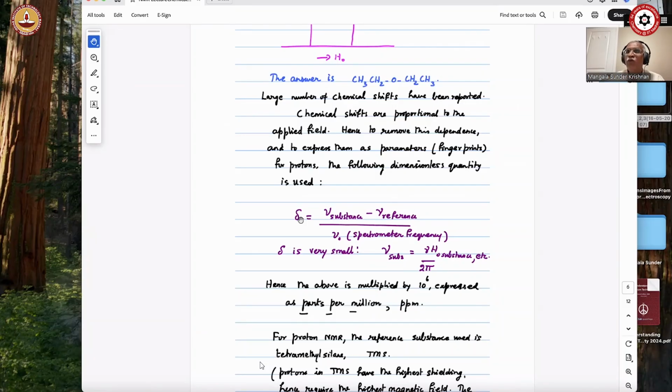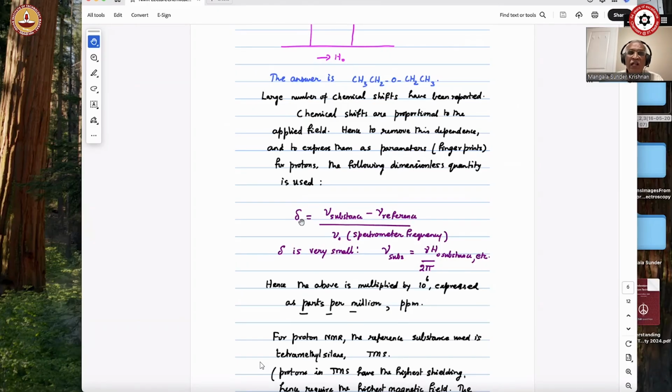Whether you use 100 megahertz, or 500 megahertz, or 1000 megahertz, you have divided by the spectrometer frequency there. Therefore, this number is independent of the magnetic field. This is also magnetic field, this is also magnetic field. They get cancelled out. Okay.